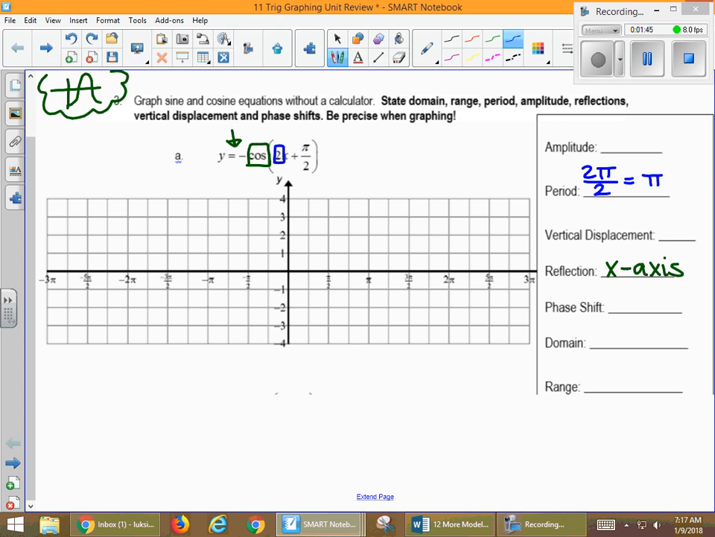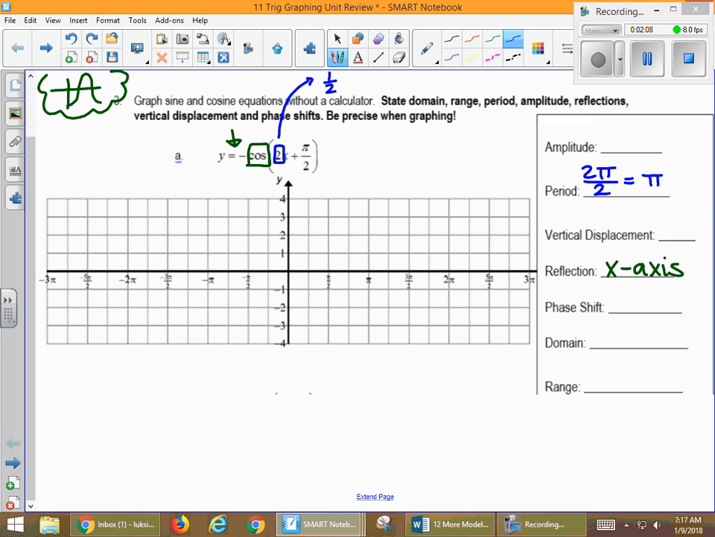The other thing that you can do there is think about your transformation rules. If we had a number in front of our x, we would take the reciprocal of it, so that 2 would become a 1/2. So this would be a horizontal shrink by 1/2. A horizontal shrink by 1/2 is going to take 2 pi and make it into pi. So either way you want to think through that.